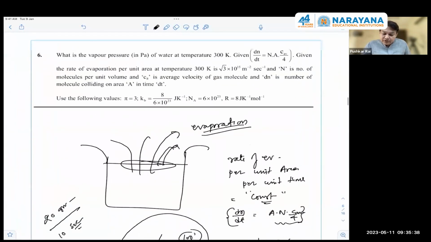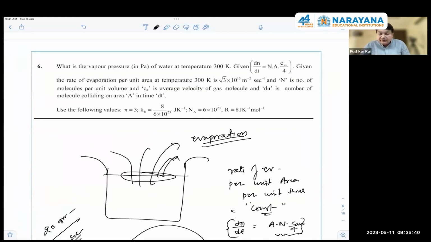What is the vapor pressure of water at temperature 300 Kelvin? The data is given: dN/dt equals this, the rate of evaporation per unit area, at 300 K, and N is the number of molecules per unit volume, and C average is the average velocity of the gas molecule, and dN is the number of molecules. Everything has been described. Use this data to find the vapor pressure of water. A very nice calculation will be there. The answer is very simple. Please try.